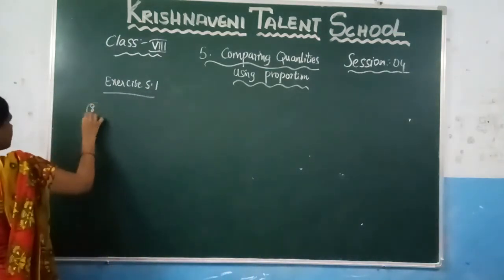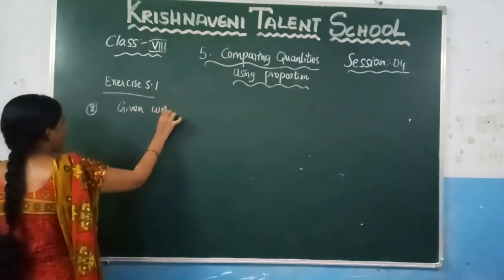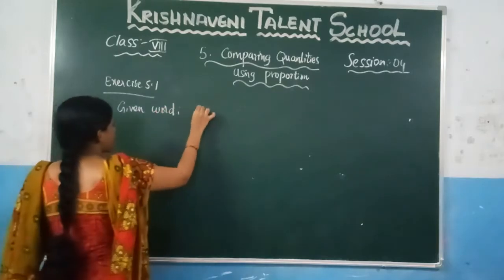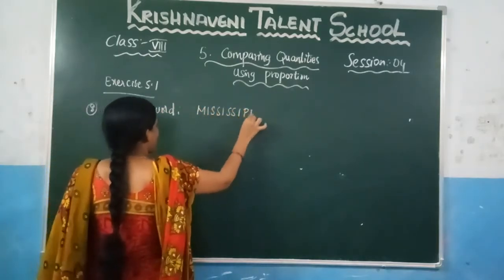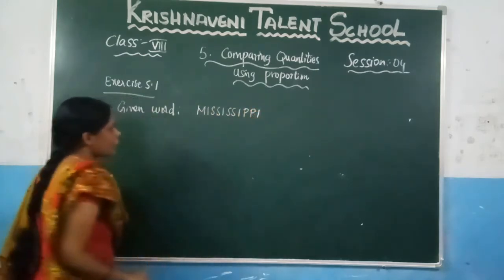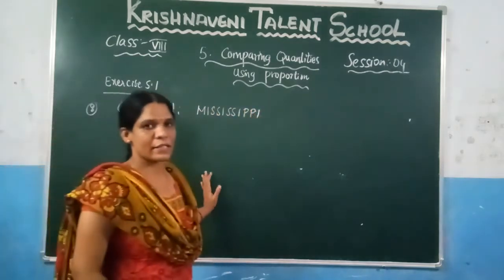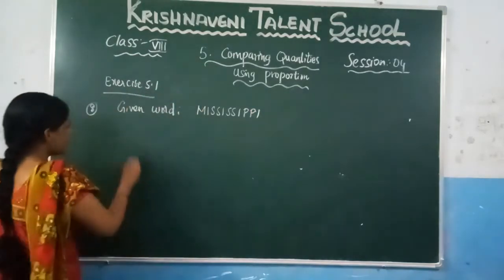Eighth question. What is the given word? Mississippi. Okay, here 2 conditions are there: when the repetition is allowed, and when the repetition is not allowed. So let us see the first one.